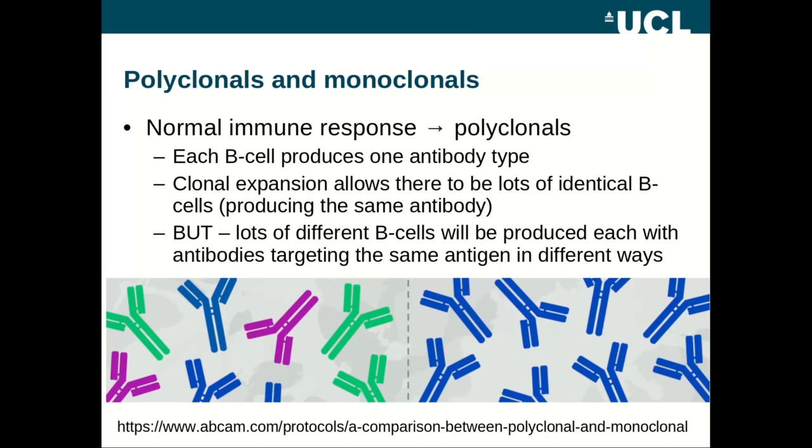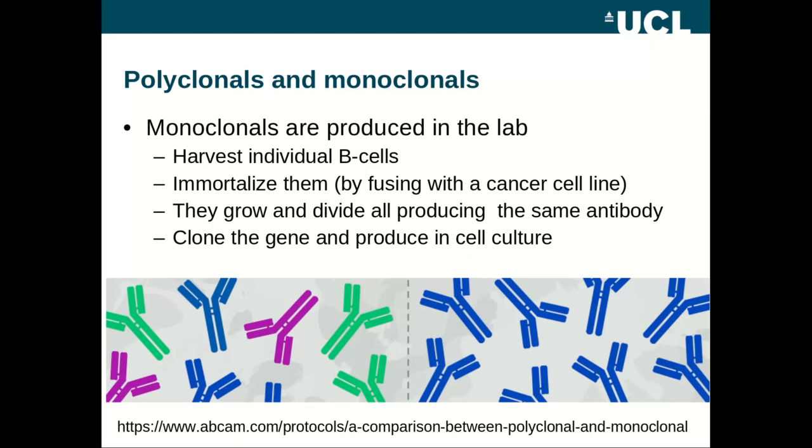So the picture at the bottom shows you the idea of the mixture. What we want is what's shown on the right. In other words, just one individual identical antibody. And that's known as a monoclonal antibody. And these can be produced in the lab. The way that that's done conventionally is that we harvest an individual B cell that's producing an antibody of interest, and we can immortalize that B cell by fusing it with a cancer cell line.